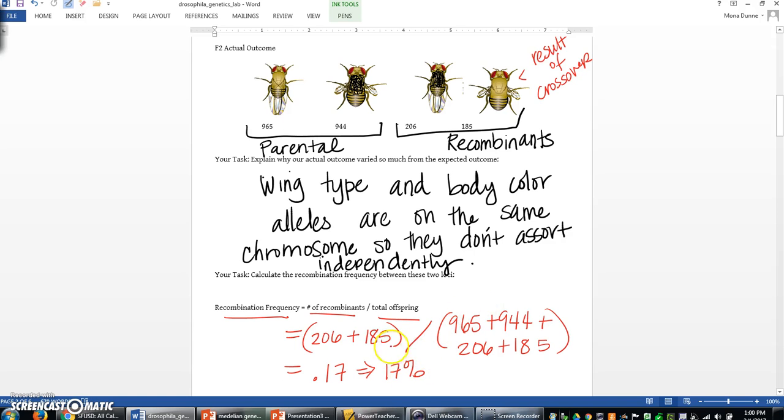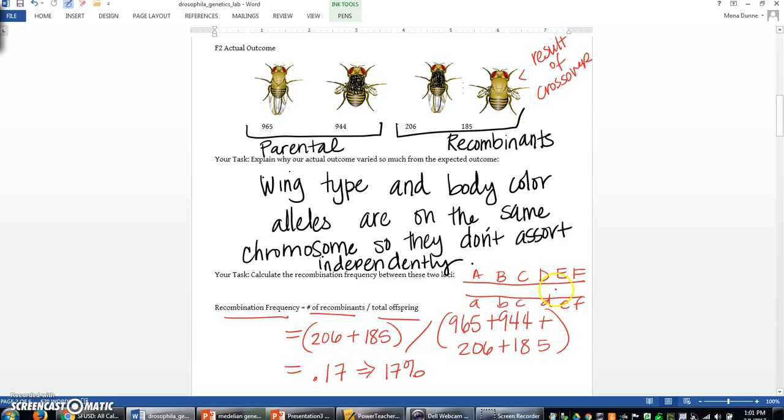Now, the higher this number is, it indicates to scientists that the further apart these traits are on the chromosome. So if you think about it, if you have a chromosome and you have all these different alleles on there, and let's say over here.